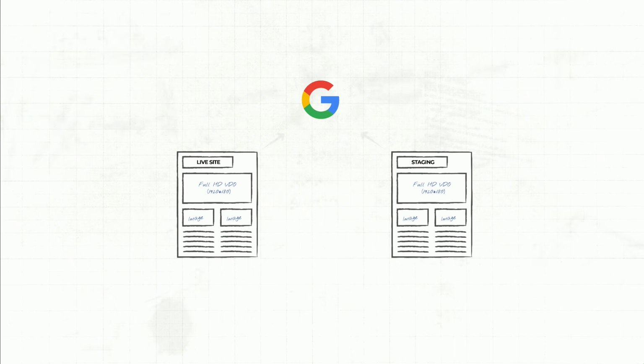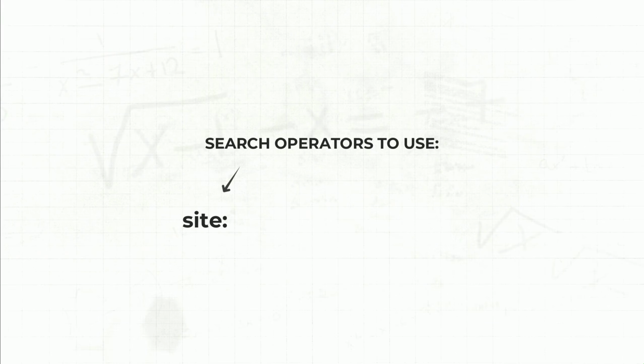One of the most common issues I see, especially after a site migration or a redesign, is the staging or development site getting indexed alongside the main site. This is a massive duplicate content problem. So here's what I recommend you do. You want to use a combination of the site: operator and the minus operator.